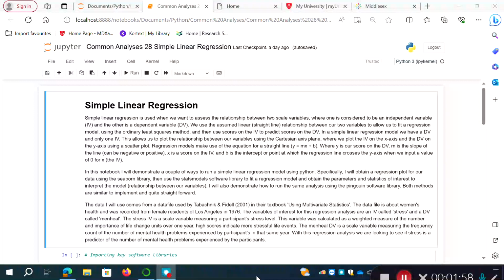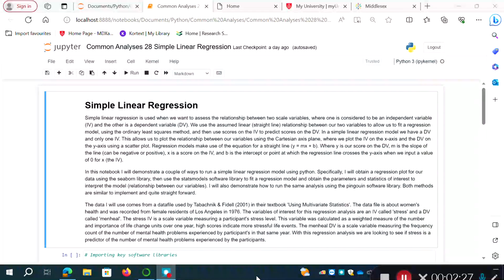In this equation, y is our score on the DV, m is the slope of the line, and it can be negative or positive. x is a score or value on the independent variable, and b is the intercept, or the point at which the regression line crosses the y-axis when we input a value of 0 for x, the IV. So y equals mx plus b is the equation for a straight line.